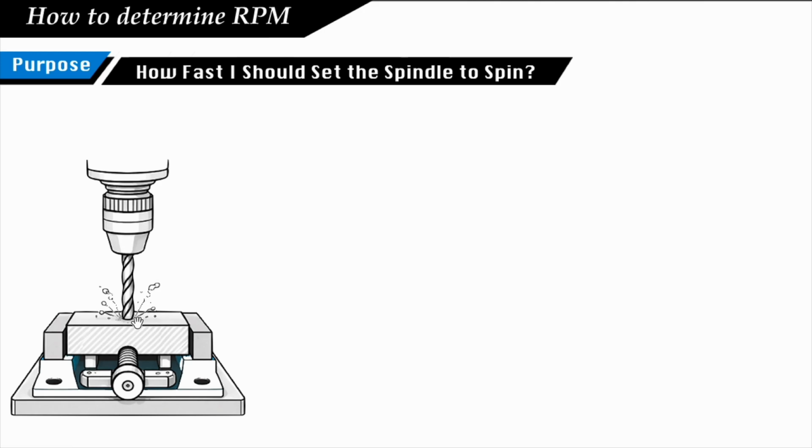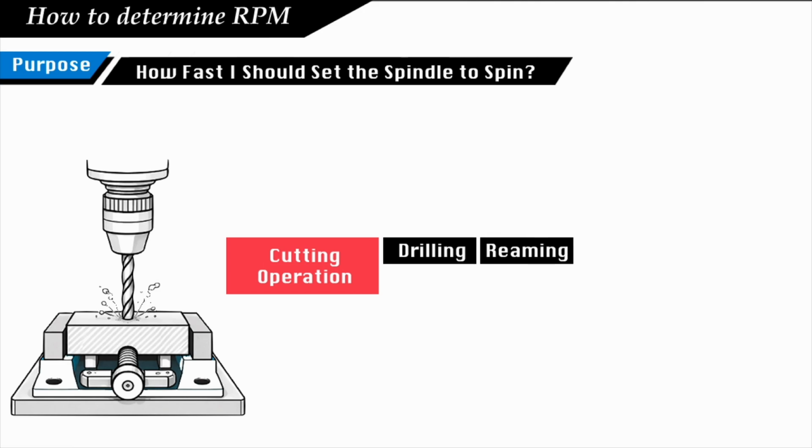And to determine the cutting speed, we first need to know what kind of cutting operation we are doing right now. For example, are you drilling, reaming, turning, or milling? Each type of cutting operation will apply a different level of stress to the workpiece material, so it affects the cutting speed we need to use.